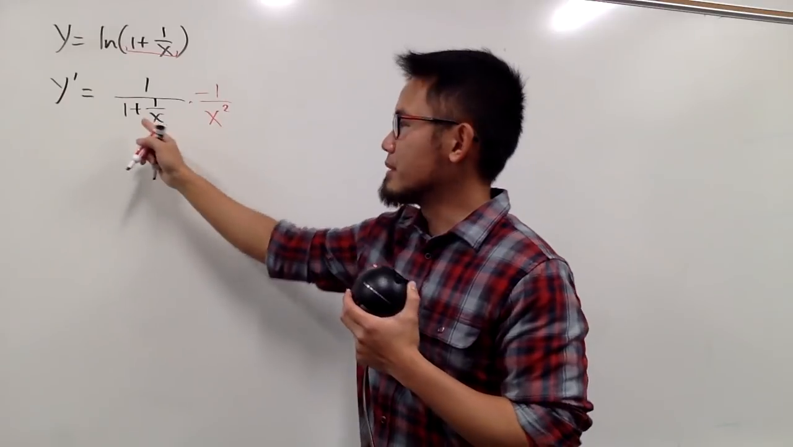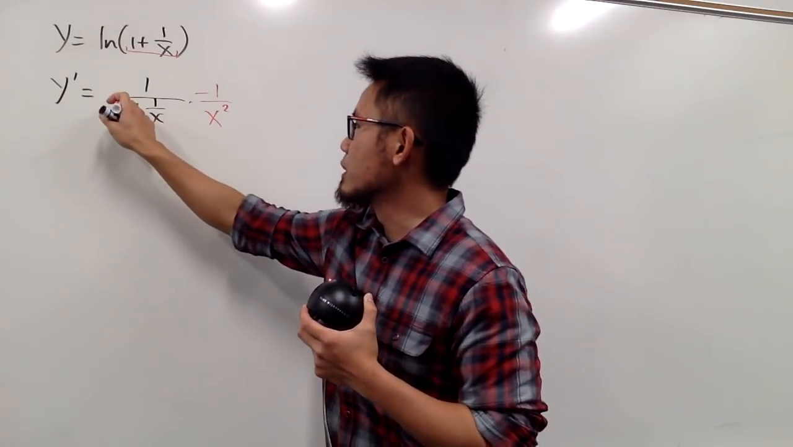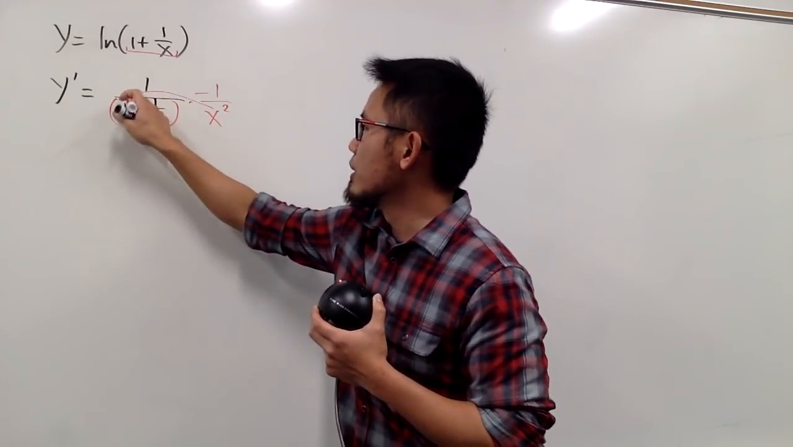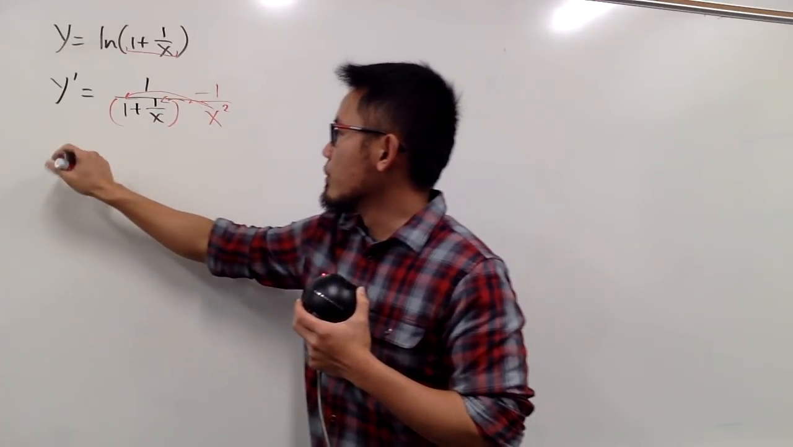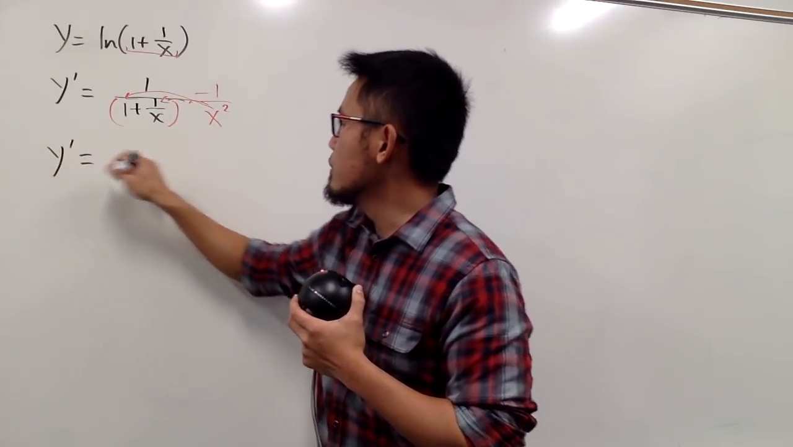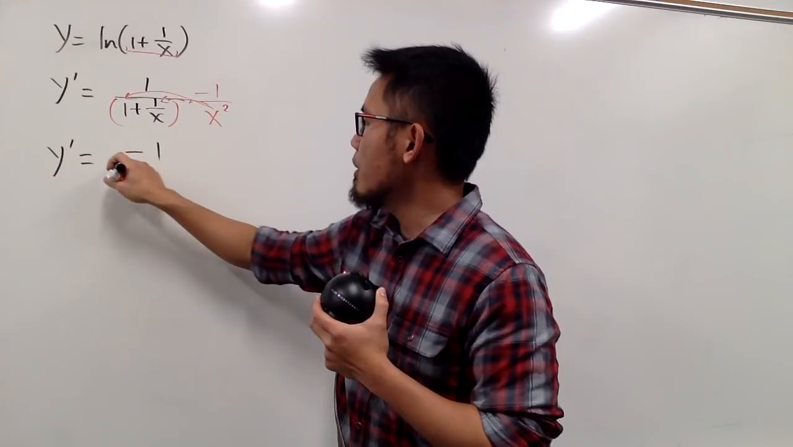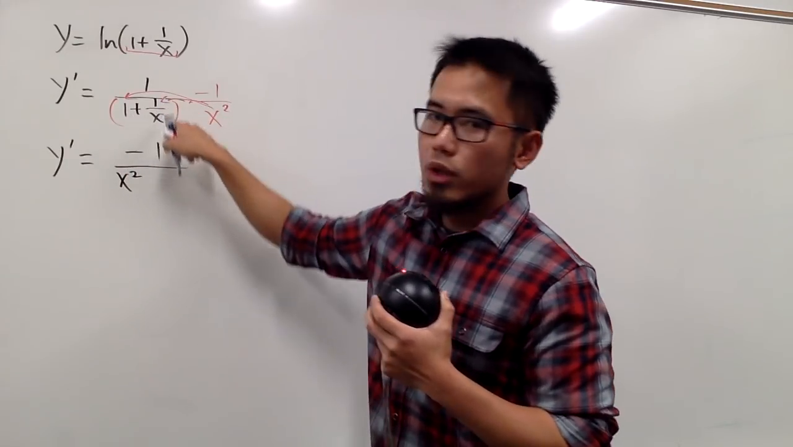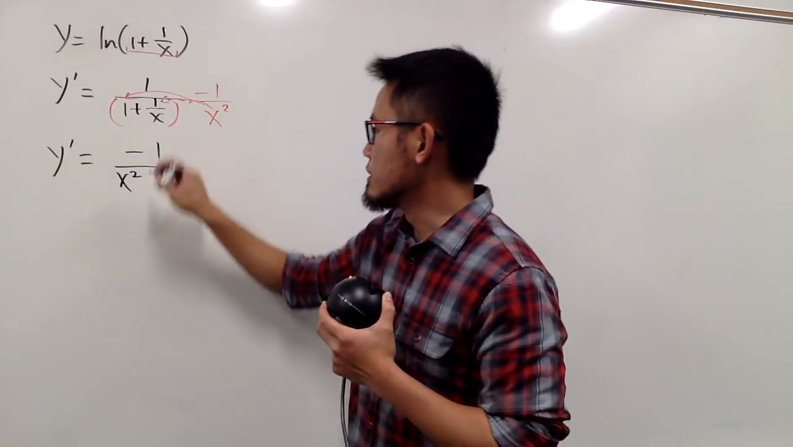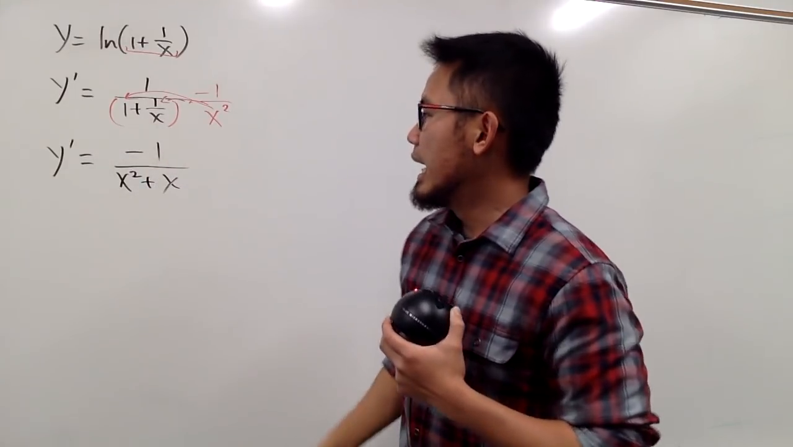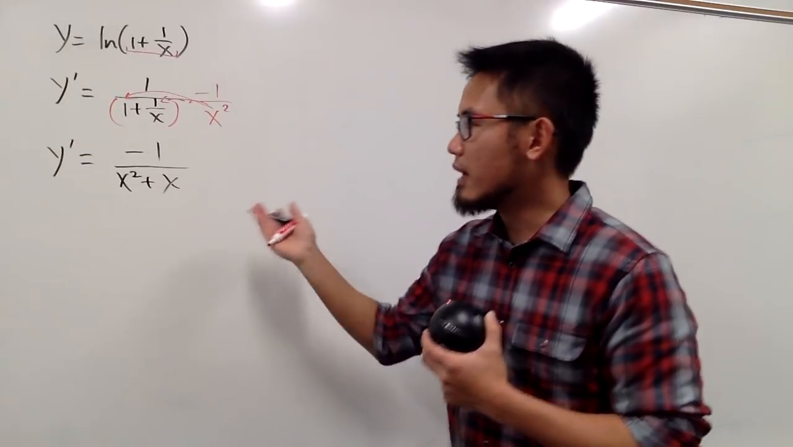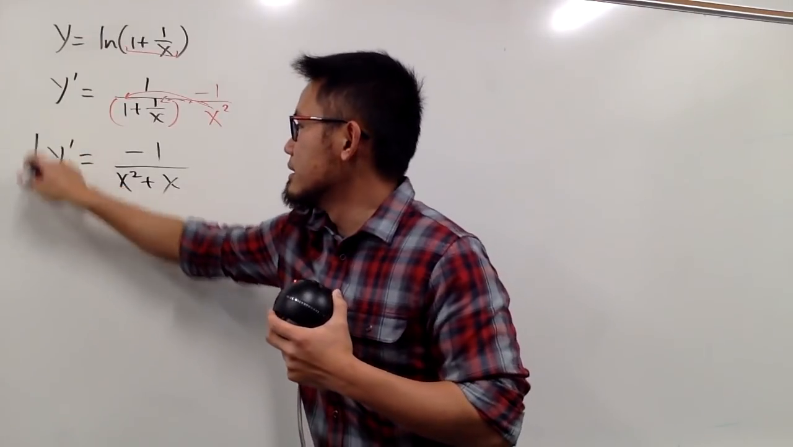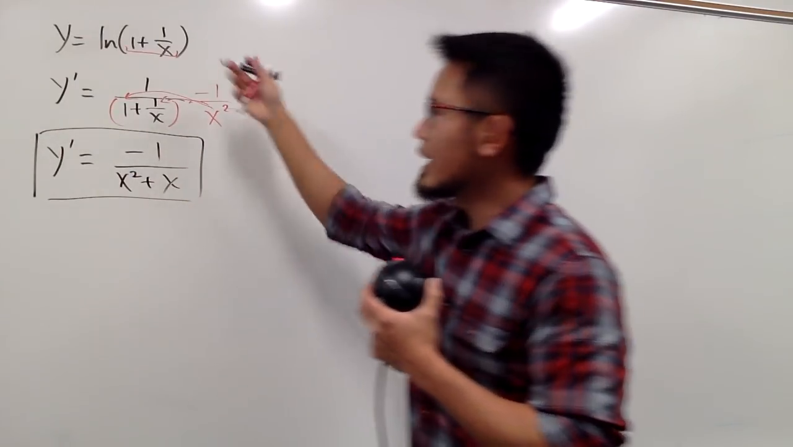And if you look at the denominators, we can of course multiply like this. So you can just go ahead and do this and that. So we can say that y prime is equal to negative 1 on the top over x squared times 1 is just x squared. X squared times 1 over x is just x. So we can say that's plus x. And you can leave it as it is, or you can factor out the x. Doesn't matter. But this is the derivative for that.